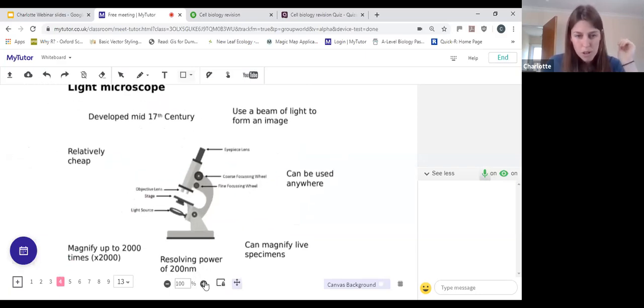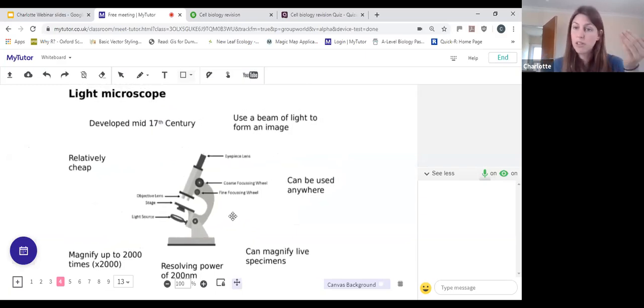Okay, so microscopes are something that you have probably used in practical lessons or will use in practical lessons, depending on what stage you're at. There are two types of microscope that you need to know about. The first are the normal ones that you use in a lab, so a light microscope. You've probably all used them before. If you haven't, they're really cool. They were developed in the mid-17th century, and they use a beam of light to form an image. That's why they're called a light microscope.